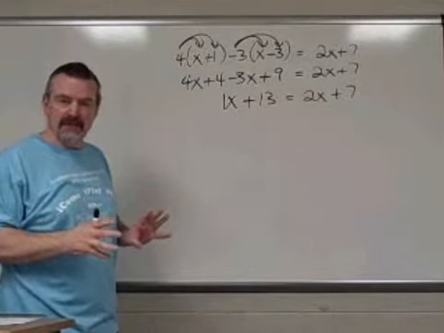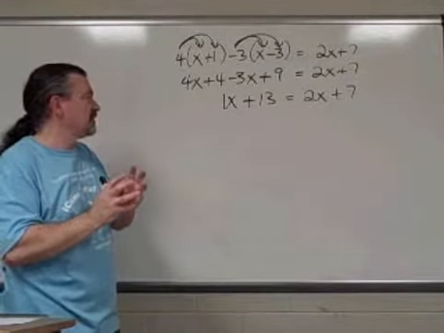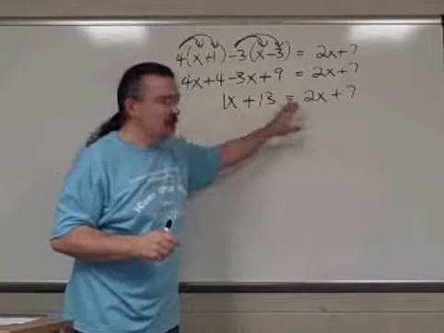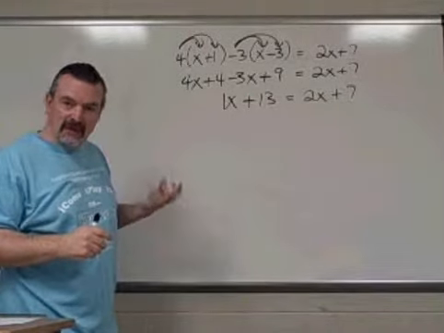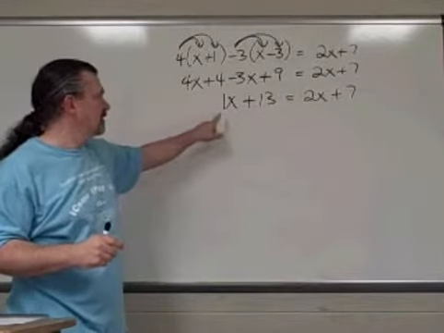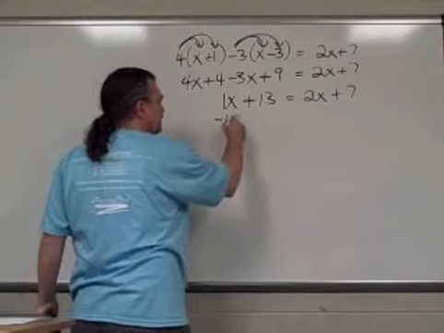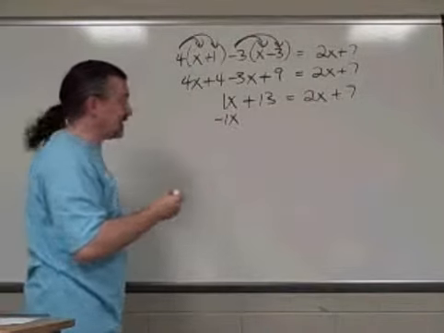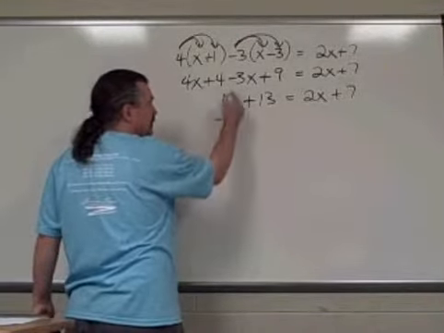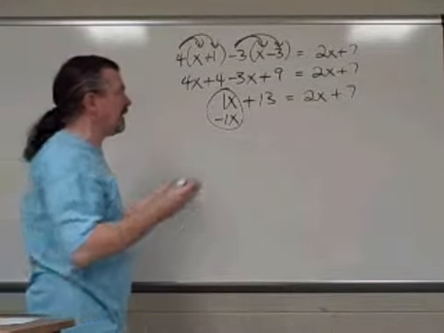We don't want it on both sides. We want the variable to only be in one term on one side of the equation. So I want to make one of those disappear. Again, my general approach is to make the smaller one disappear. 1x is smaller than 2x, so I'm going to make the 1x disappear by subtracting 1. I had to subtract 1 because that was positive 1. 1x minus 1x will disappear into 0.